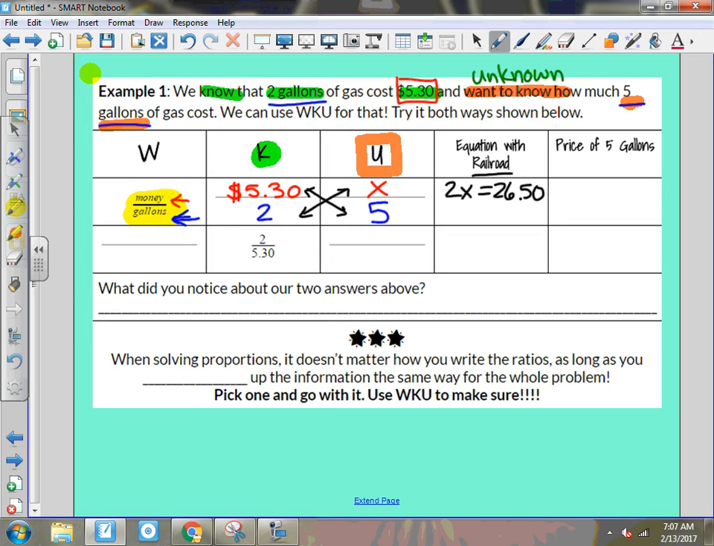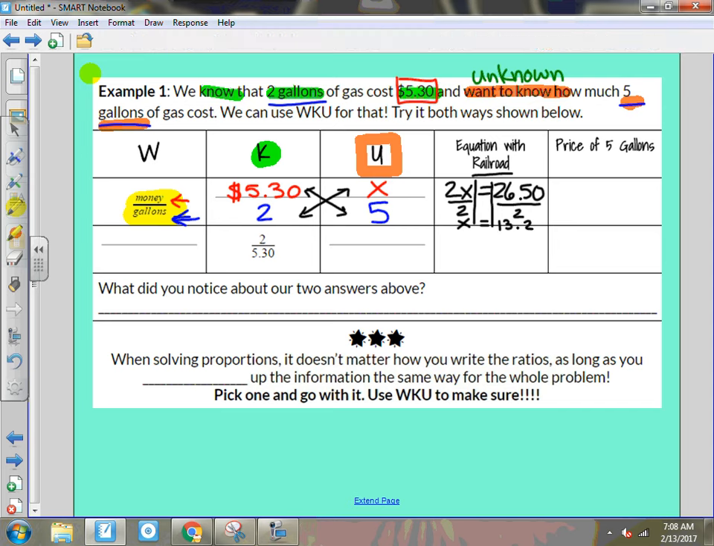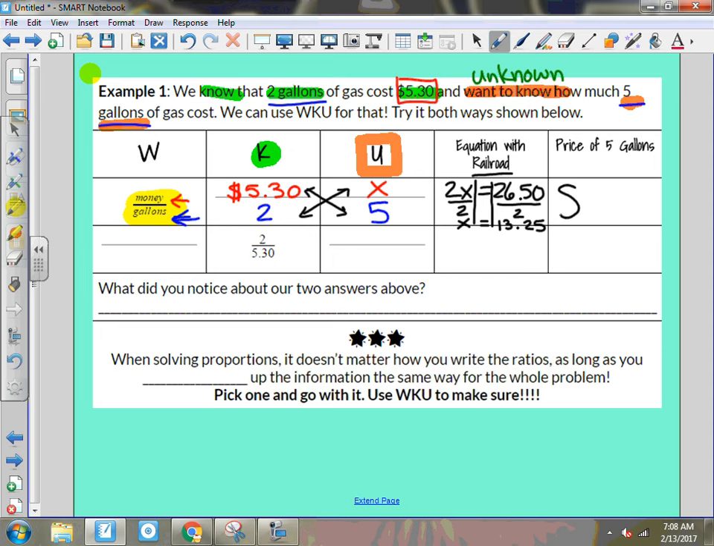And this goes back to our equation unit. You've got to show every single step. So go ahead and draw your railroads in there. Now in order to get x alone, I have to get rid of that 2. So I'm going to do the opposite. They're squished together. Squished together means multiply. The opposite is dividing. So I'm going to divide both sides by 2, and I'm going to get that x equals $13.25. And that's actually the price of 5 gallons. So I'm going to write that again nice and big so I can see it.